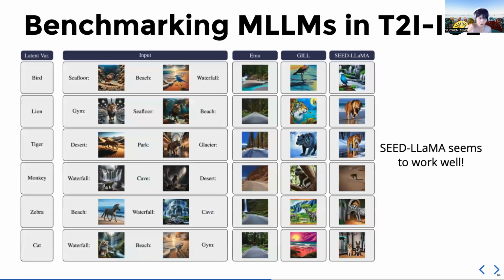And here are some example outputs from the background task. We found that EMU actually couldn't perform T2I ICL very well, because it always generates some random images with the road. And GILL sometimes works, but sometimes not.